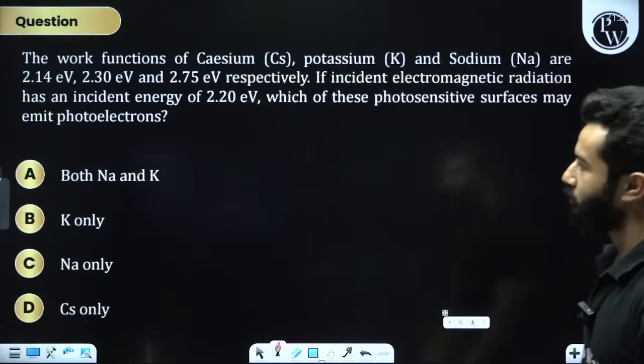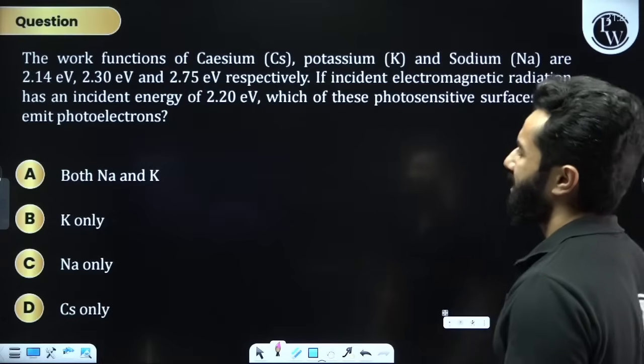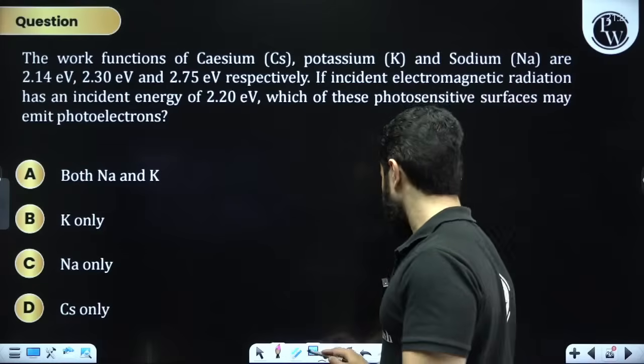Moving on to the next question. This question, again, is one question from dual nature, but let's solve it. Let's be a little quick. In this one, let's be quick.